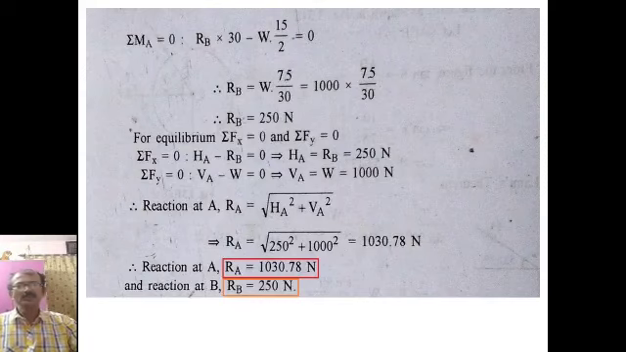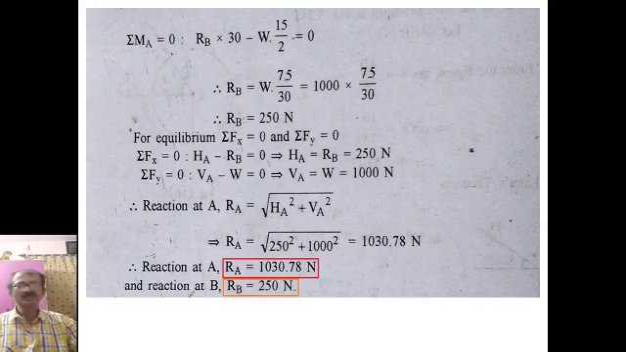Now, from summation of Fy equals 0, VA minus W equals 0. So, here VA equals W, so that is 1000 Newton. So, finally, the reaction at A is nothing but the root over of HA square plus VA square. So, RA equals 1030.78 Newton.